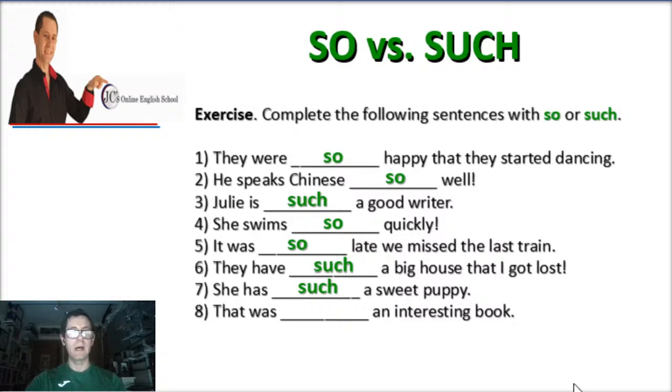It was such an interesting book. Okay, you got it, Rosa. Number 8 is such. Very good. Excellent. That was such an interesting book. Heider, thank you. Very good. Excellent, very good. You guys are good.